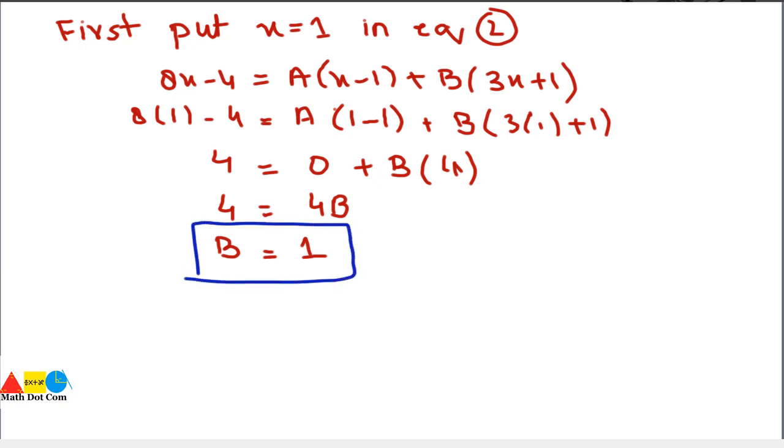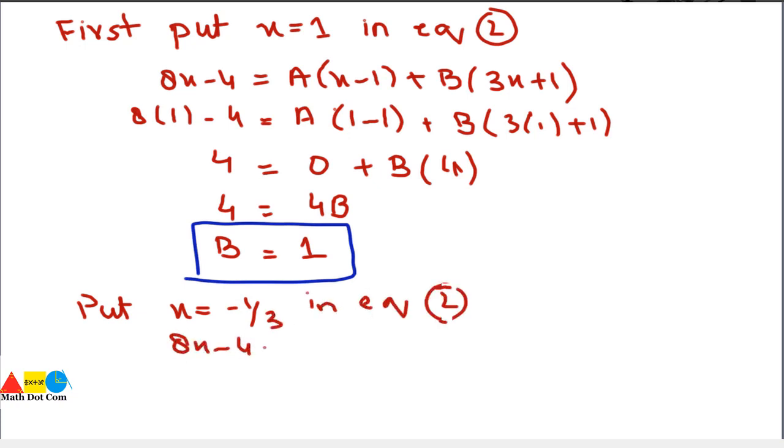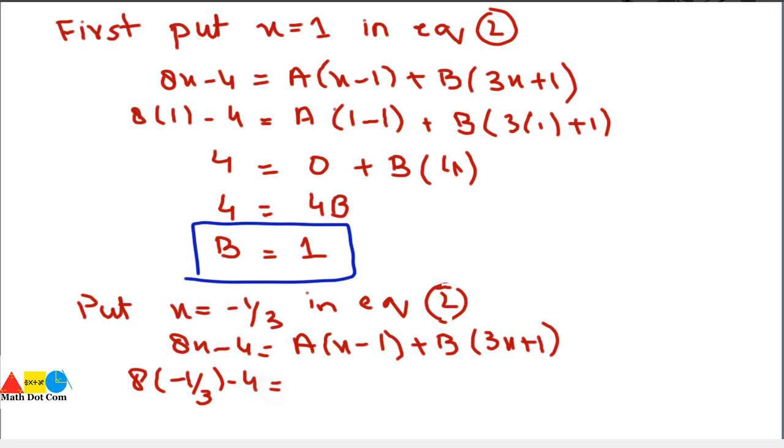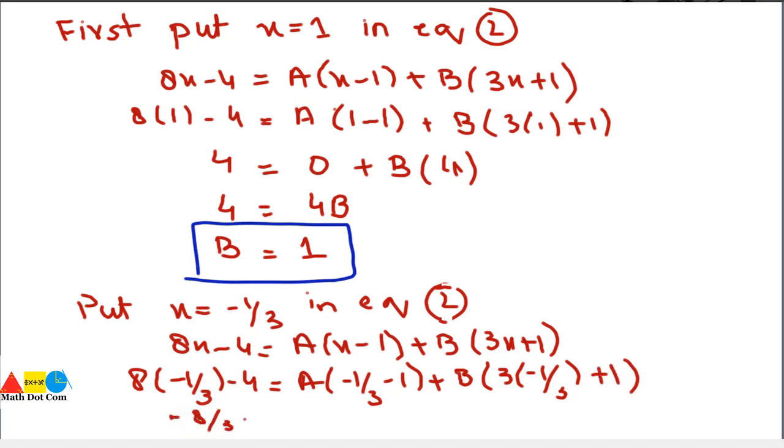Now we have to put another value of the root in equation 2. Put x equals minus 1 by 3 in equation 2, as 8x minus 4 equals a into x minus 1 plus b into 3x plus 1. 8 into minus 1 by 3 minus 4 equals a into minus 1 by 3 minus 1 plus b into 3, replacing x with minus 1 by 3, plus 1. It will be further simplified as minus 8 by 3 minus 4 equals a into minus 1 minus 3 divided by 3, taking the LCM, plus the b term, which will be cancelled out and the whole expression becomes 0.